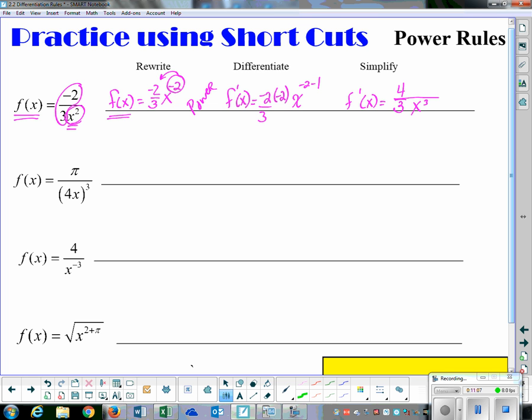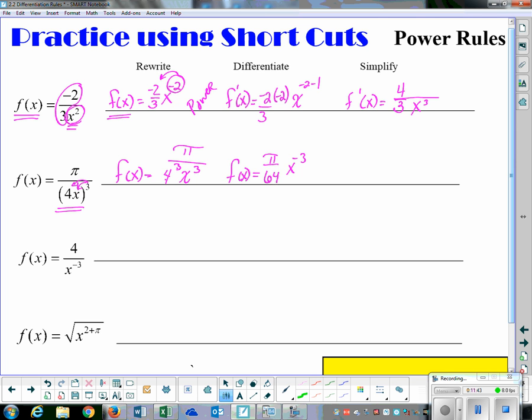The next example, I have the bottom 4x being cubed. All of that in the parentheses needs to be cubed. So let's use that distributive idea of cubing this out, and I'll have f of x is equal to pi over 4 cubed x cubed. Still staying with the original function, I'm not doing a derivative yet. I would have pi over 4 cubed is 64. And then let's write that x cubed as x to the negative 3 since it was in the denominator.